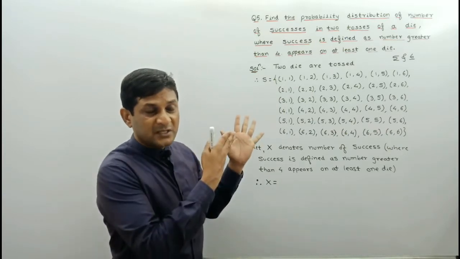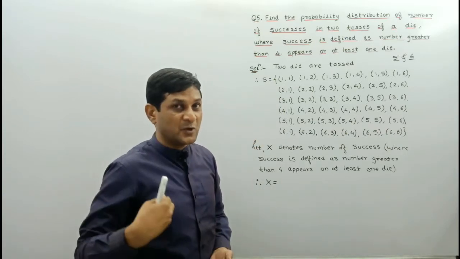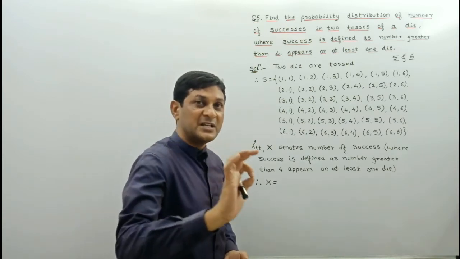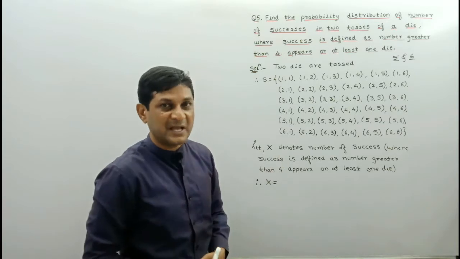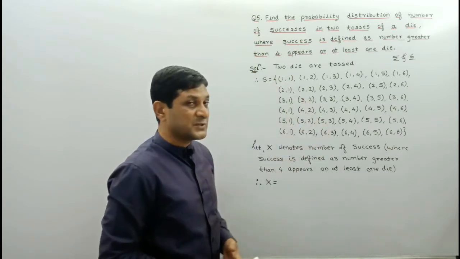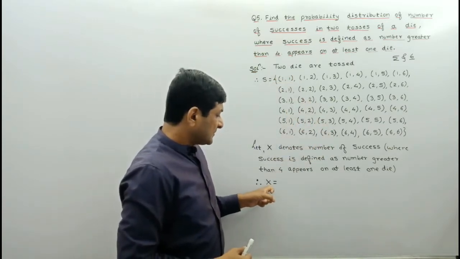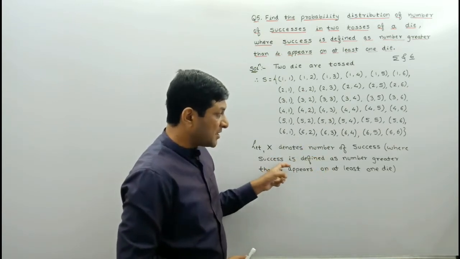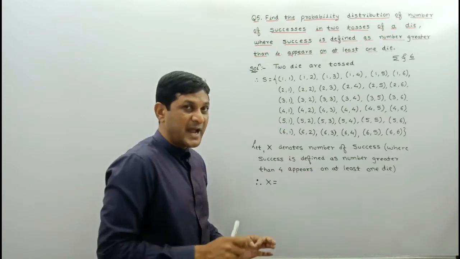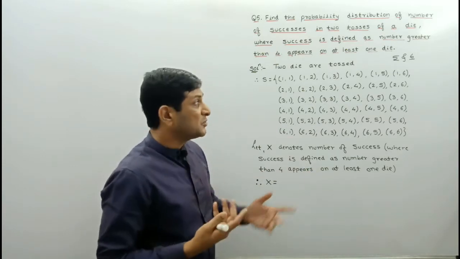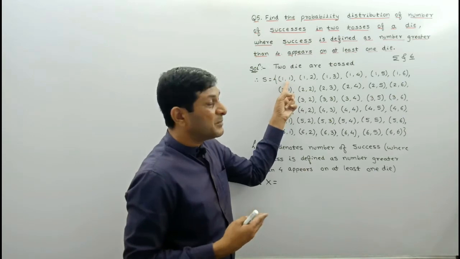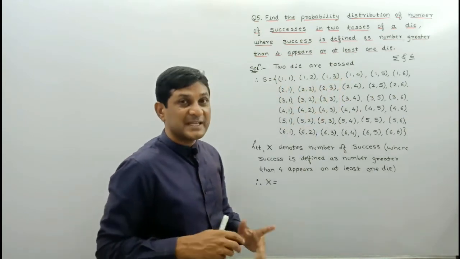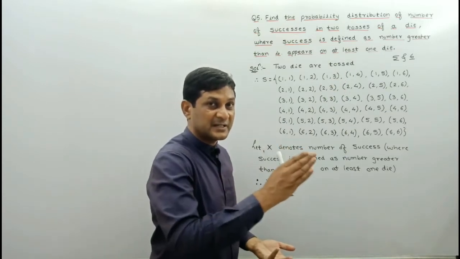Now observe the elements of the sample space, because while finding the value of a random variable, we have to associate a real number with every outcome of the sample space. Total 36 outcomes are there. Here X denotes the number of successes, and success means a number greater than 4 appears on at least one of the dice. If we observe this element, a number greater than 4 does not appear, so 5 does not appear and 6 also does not appear.